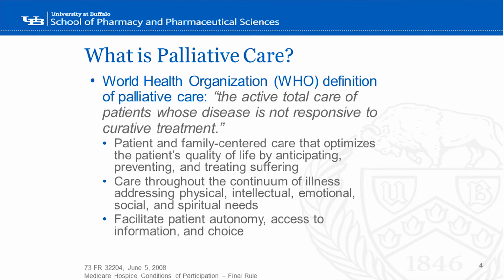It's patient and family-centered care that optimizes patients' quality of life by anticipating, preventing, and treating suffering. It cares through the continuum of the illness, addressing physical, intellectual, emotional, social, and spiritual needs. And it facilitates patient autonomy, access to information, and choice.